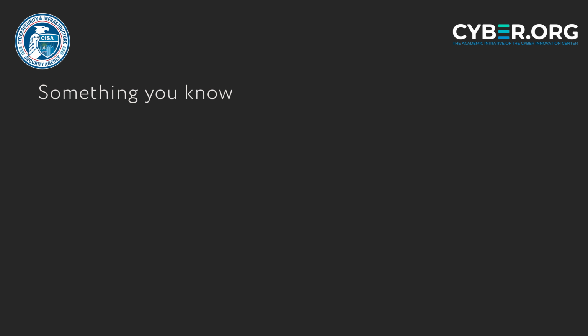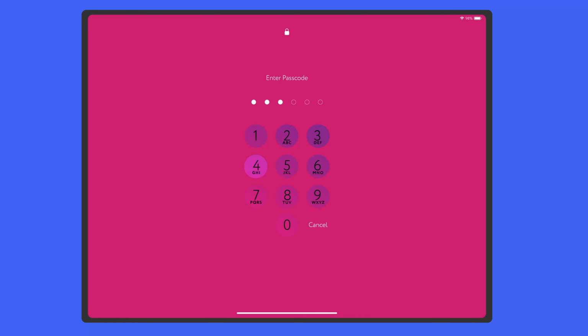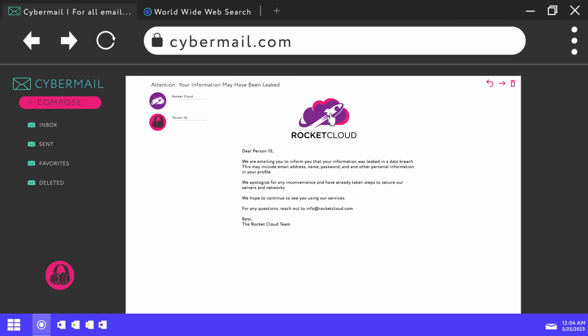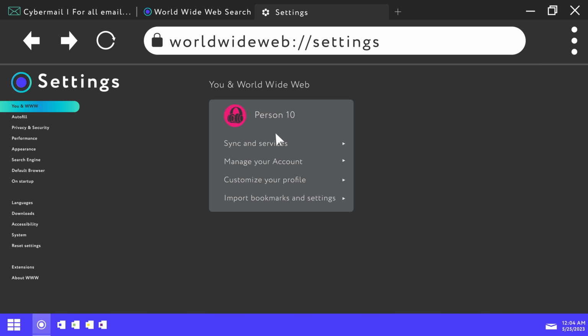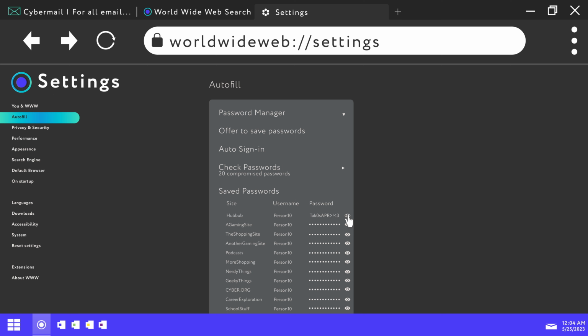Something you know is something like a password or a PIN number. These are already the most common ways to log into things like gaming accounts, bank accounts, emails, shopping websites, or your cell phone. And without multi-factor authentication, if a bad actor gets your password or PIN number, they can access these accounts without your permission.